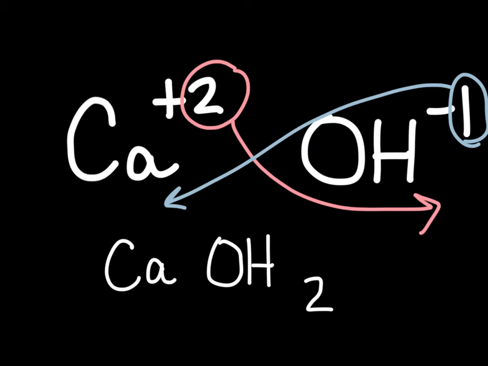To show that the 2 applies to the entire polyatomic ion, I have to write parentheses around my polyatomic ion. And this now indicates that I have 2 hydroxide groups. So whenever we have a polyatomic ion and we have to add a subscript to that polyatomic ion, then our polyatomic ion must go inside parentheses. Please pause the video and copy this example down in your notes.